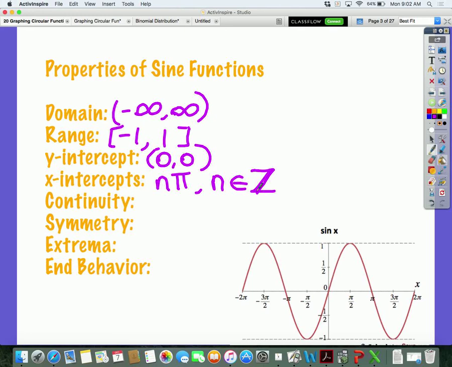At every single pi. Is it continuous? Yes. From where to where? And we talked about its symmetry. What type of symmetry does it have? Which means it's what type of function?